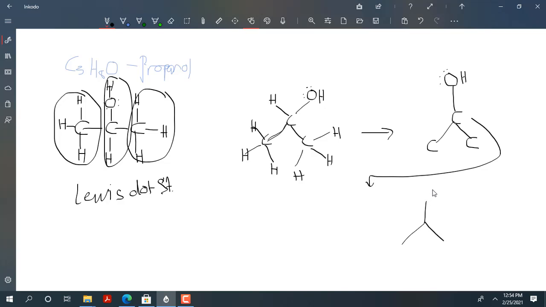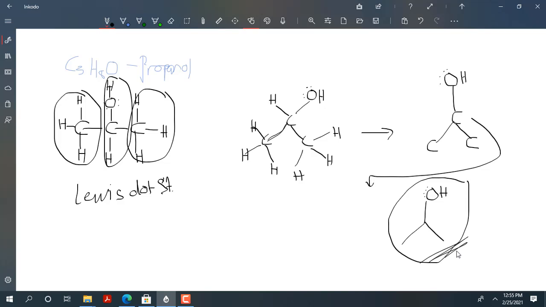And of course now we have to label the oxygen and its remaining 4 valence electrons, and the hydrogen attached to oxygen. By this information, this is our final bond line structure for propanol. So this is the bond line structure of propanol.